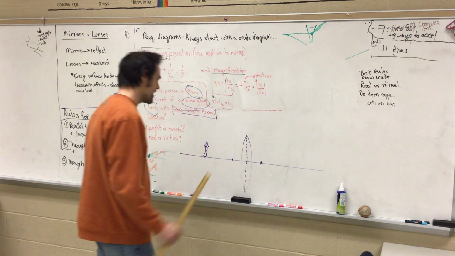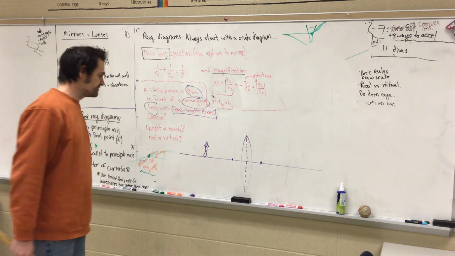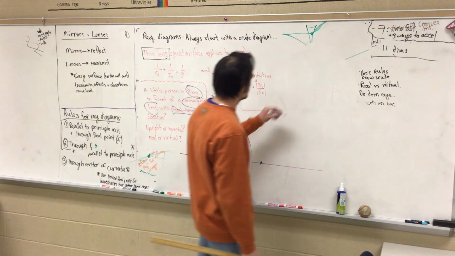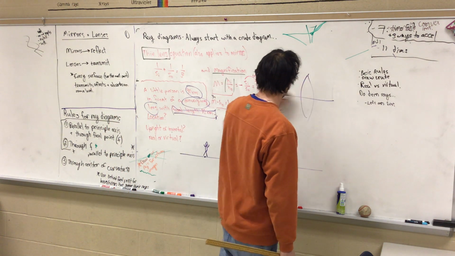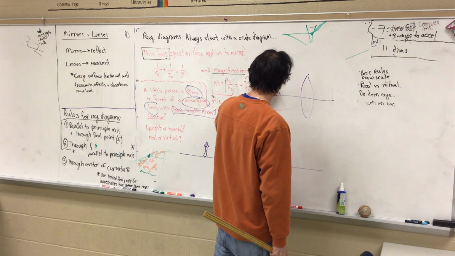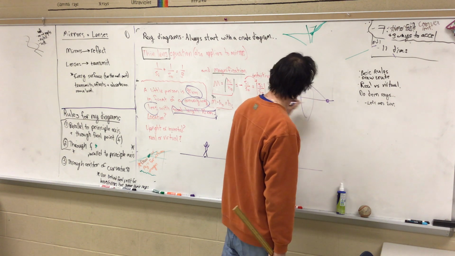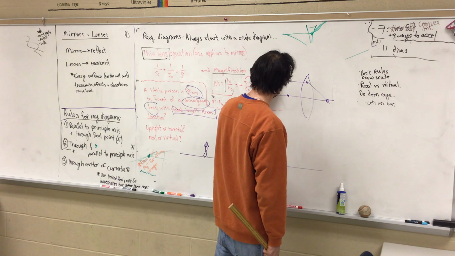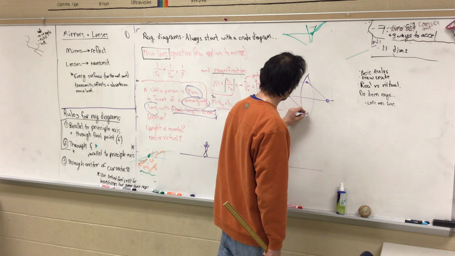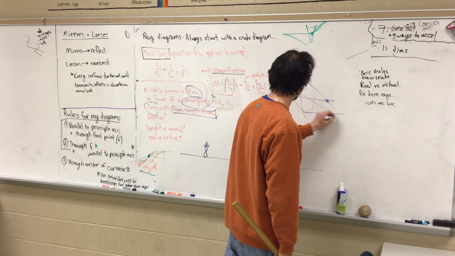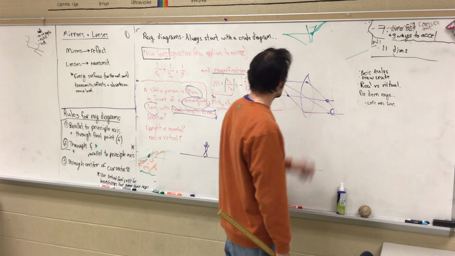And now you just follow your 3 rules. Again, I'm going to go back and draw my crude diagram over here. Person standing, parallel, goes towards the focal point. Rule number 2 goes through the focal point. And number 3, right through the center of curvature. So it's going to look something like that when we're done with it.